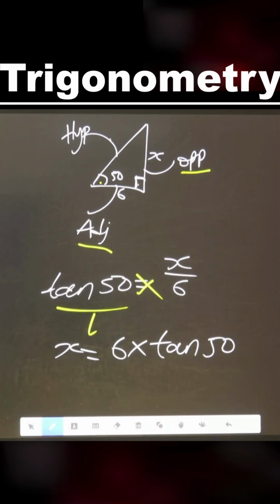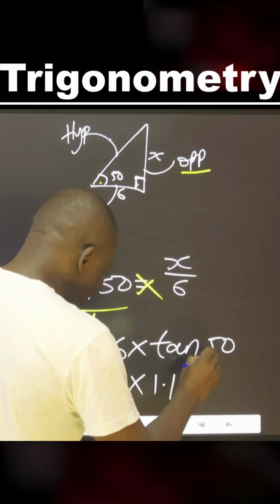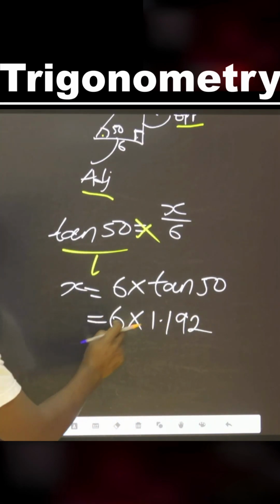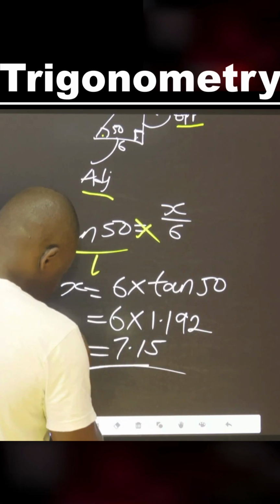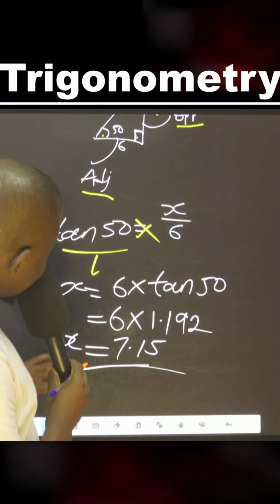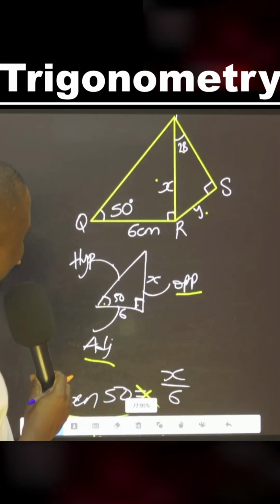Let's get the calculator to find the value of tan 50. That is 1.192 approximately. Let's multiply this. Approximately 7.15. So this is the answer for x. That is the value of x. The next one is to find y.